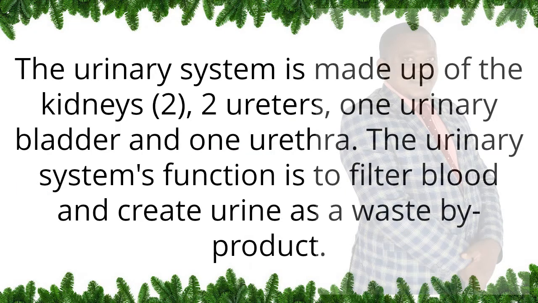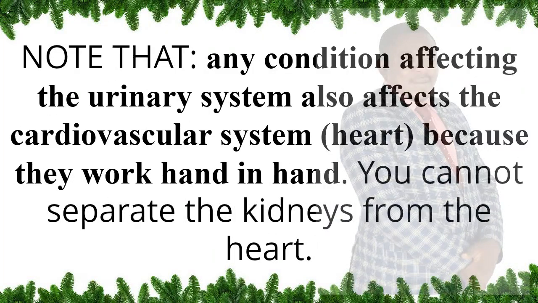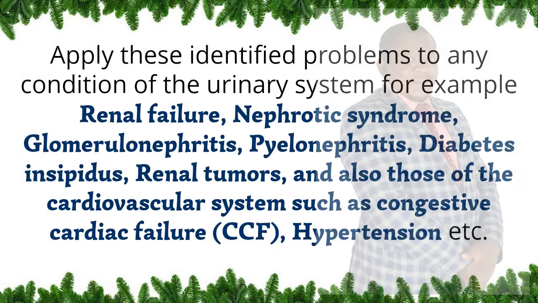The urinary system. The urinary system is made up of the kidneys, two ureters, one urinary bladder and one urethra. The urinary system's function is to filter blood and create urine as a waste byproduct. Note that any condition affecting the urinary system also affects the cardiovascular system, heart, because they work hand in hand. You cannot separate the kidneys from the heart. Apply these identified problems to any condition of the urinary system, for example, renal failure, nephrotic syndrome, glomerulonephritis, pyelonephritis, diabetes insipidus, renal tumors, and also those of the cardiovascular system such as congestive cardiac failure, CCF, hypertension, etc.